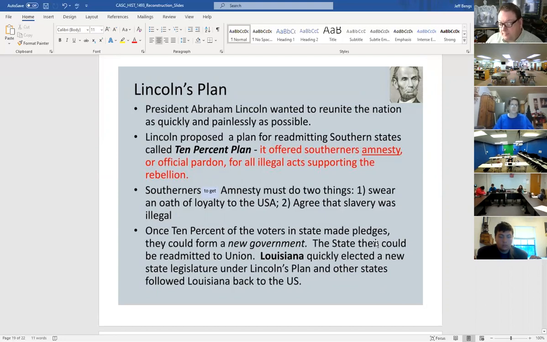There were a couple of restrictions. The government leaders of Alabama during the Confederacy, as well as the top military leaders, could not be a part of that 10%. So the political and military leaders of the Confederate governments were excluded from the forming of new governments in the South. You can see there that Louisiana quickly took advantage of President Lincoln's plan.